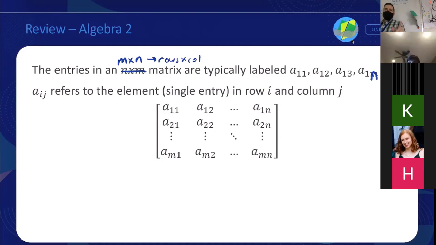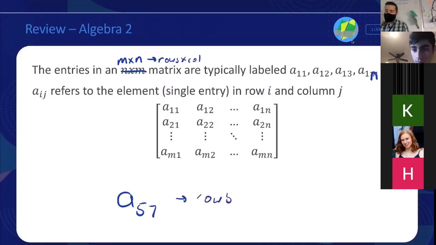And then we label each element with a lowercase letter and a little subscript that tells us what row and column we're in. So Aij would refer to the element in row i, column j, so that if you have a big matrix and you just want to refer to one element, you could say A57. What you're talking about is the element in row 5, column 7. You could go to row 5, column 7 and find that number.